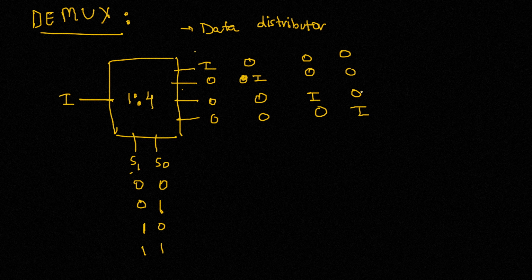So this is a 1:4 demux, and similarly you also have a 1:2 and a 1:8 demux. The number of select lines here is 1 and this is 3. So the number of select lines are the same as we had in the mux. The only thing that changes is the number of inputs that you had in the mux becomes the number of outputs that you have in the demux.